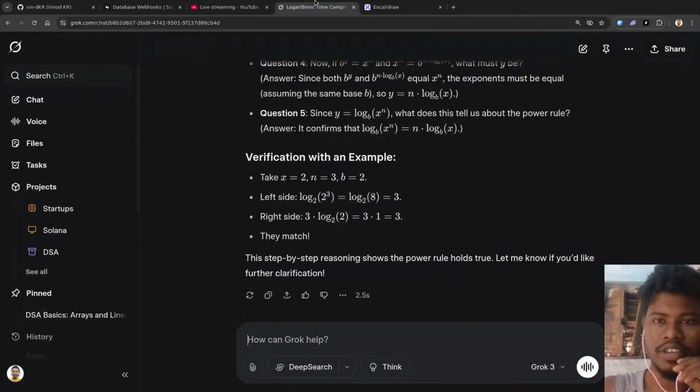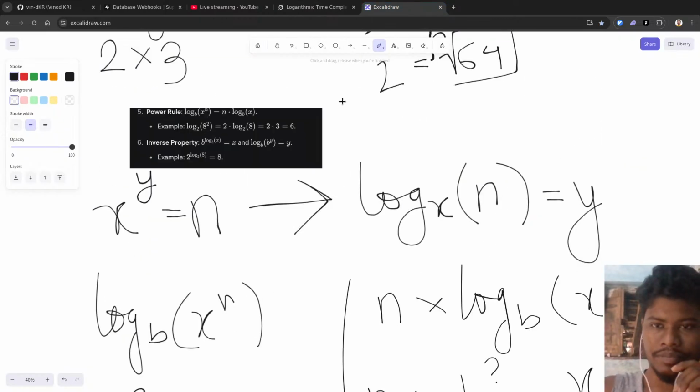So, alright, what is happening here is that I am trying to prove how this power rule really works. The log of x to the power n, base p, is equal to n times the log of x, base p. Okay, so let's check it out.